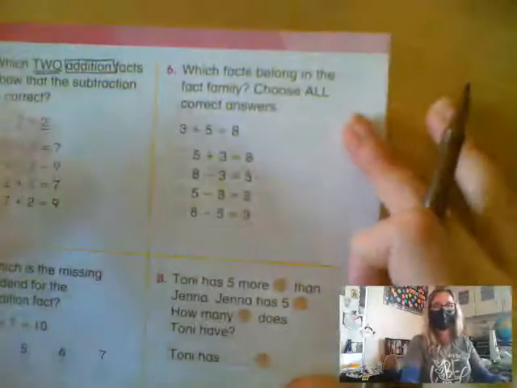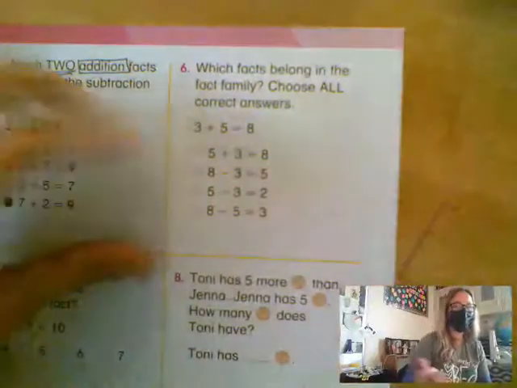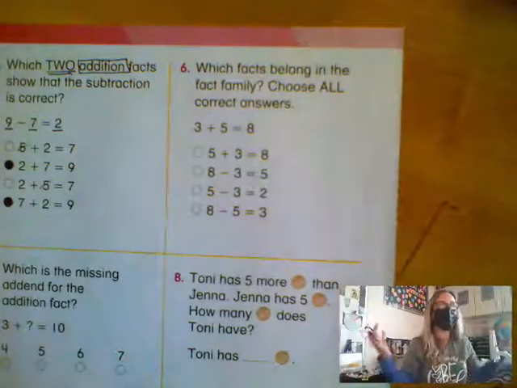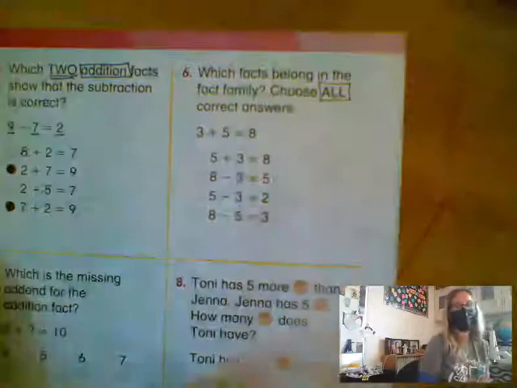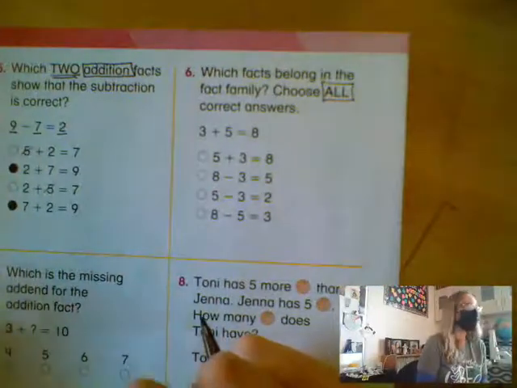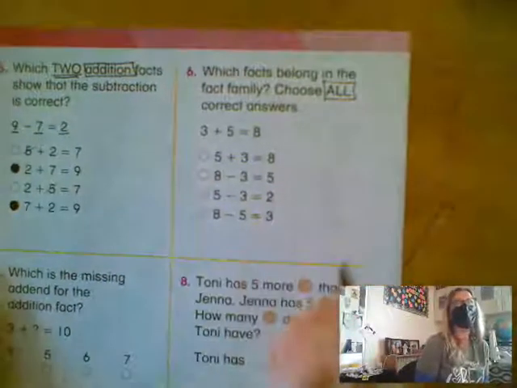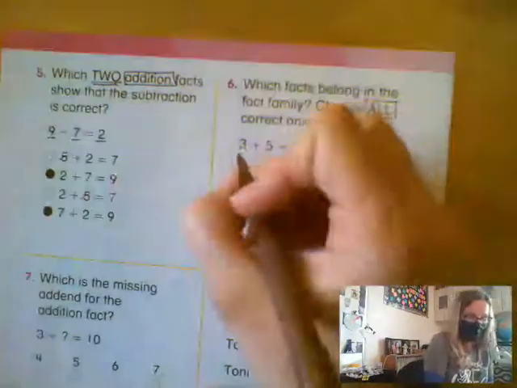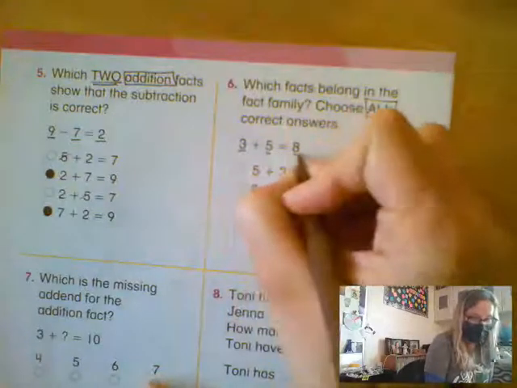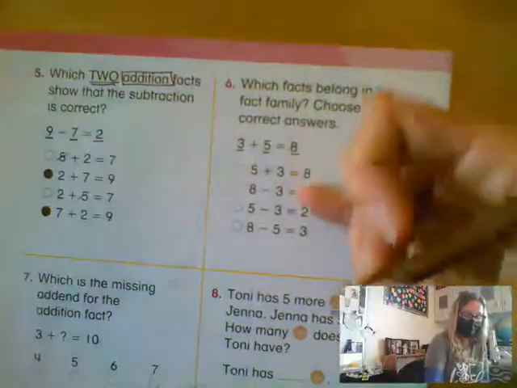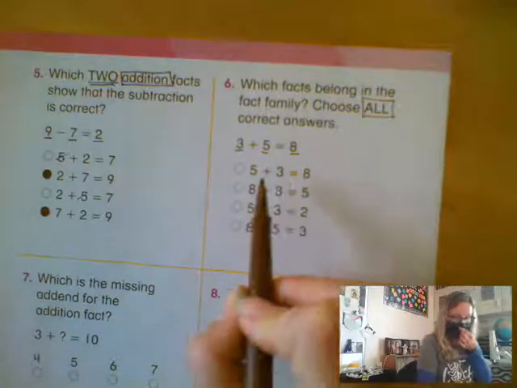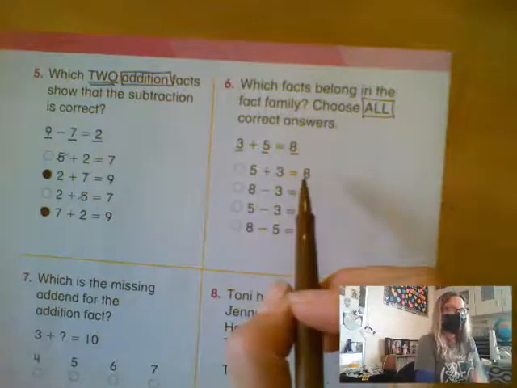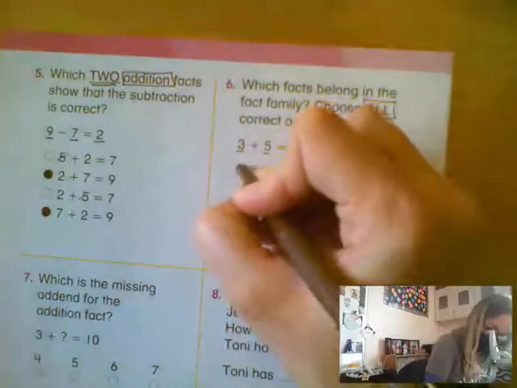Okay, number 6. Which facts belong in the fact family? Okay, remember we're looking for fact family, so we know they'll have the same numbers. And it says choose all correct answers. So there could be more than 1, there could be more than 2. We have to check all of them. So in this family, we have the numbers 3, 5, and 8. So we need to make sure we have 3, 5, and 8. So this one has a 3, a 5, and an 8. Is it true? 5 plus 3 equals 8? Yeah, so you can fill in that bubble. That's part of the family.